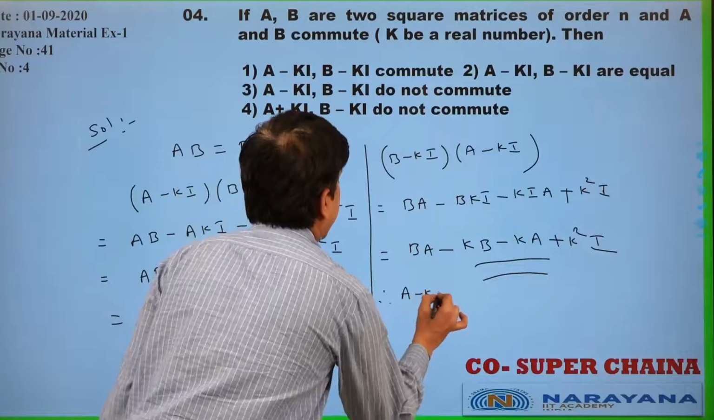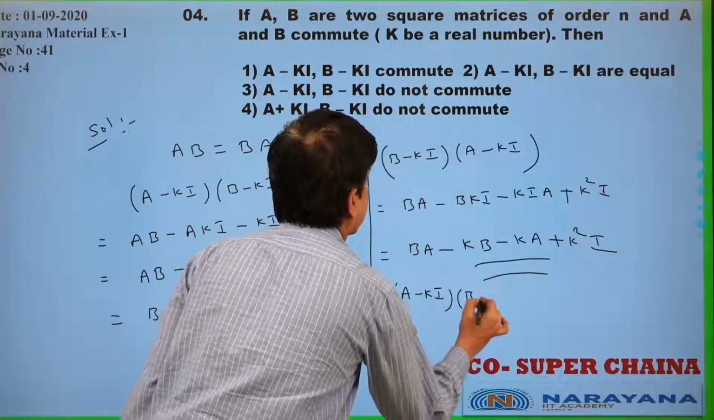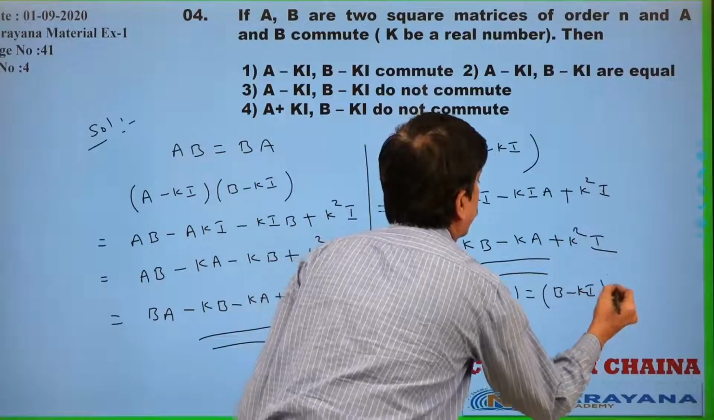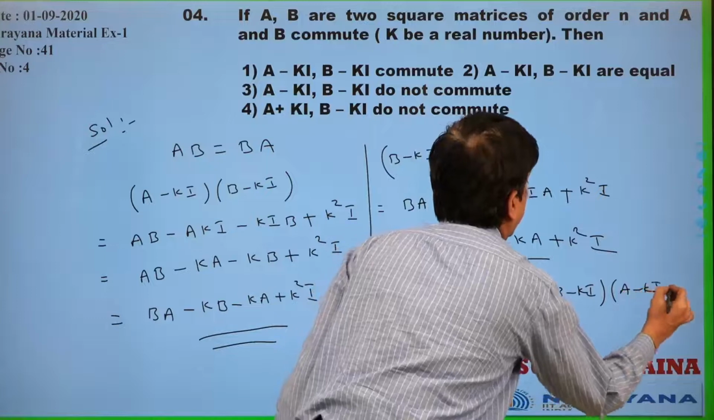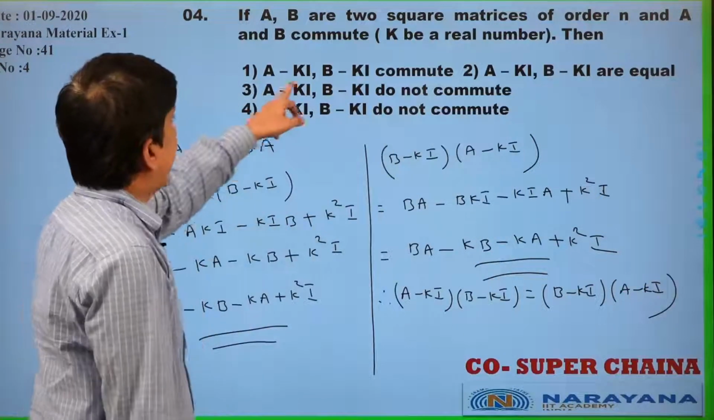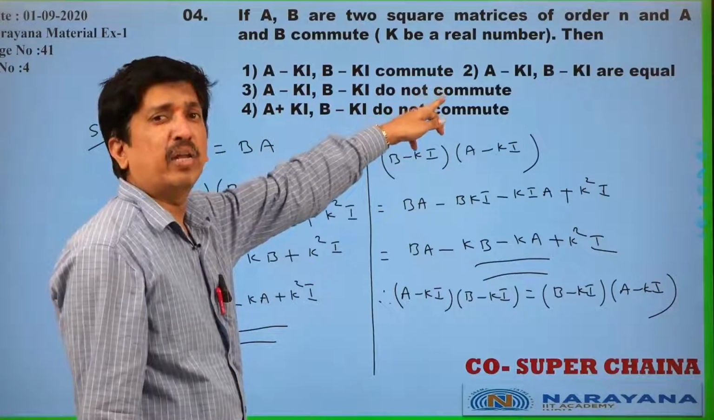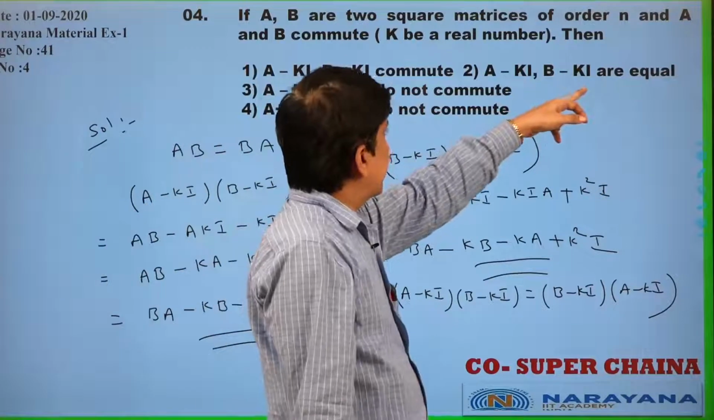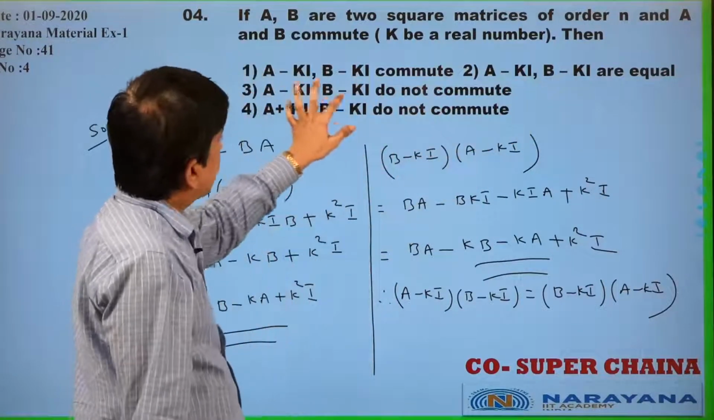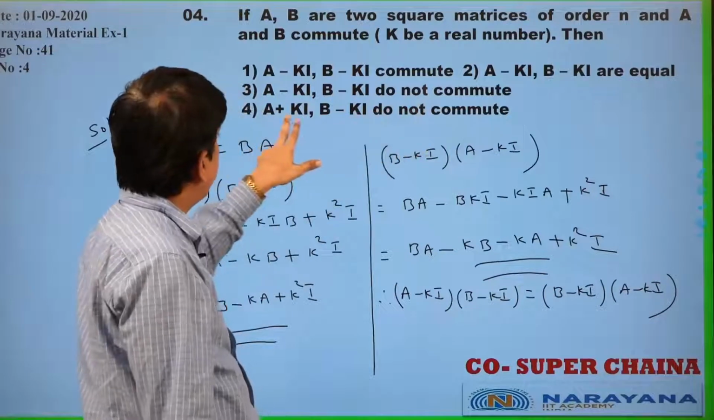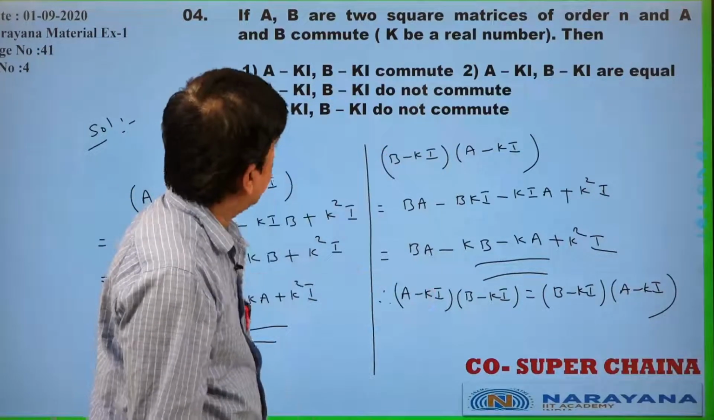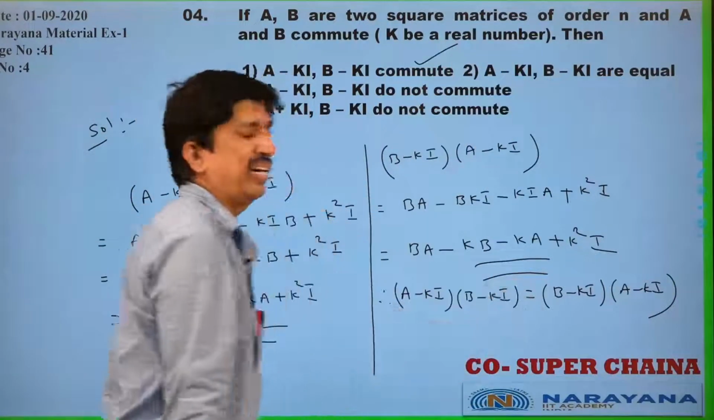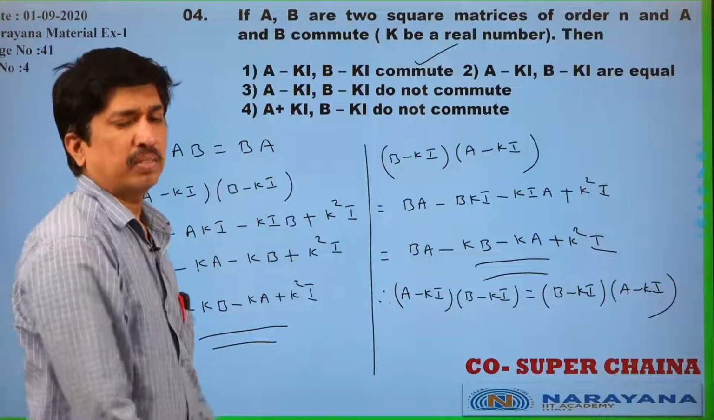A minus Ki into B minus Ki is equal to B minus Ki into A minus Ki only. So A minus Ki and B minus Ki satisfy the commutative law. The first option is commutative; A minus Ki, B minus Ki are equal was given. The other options do not commute. A minus Ki, B minus Ki is commutative, it is satisfying. That first option is correct only.